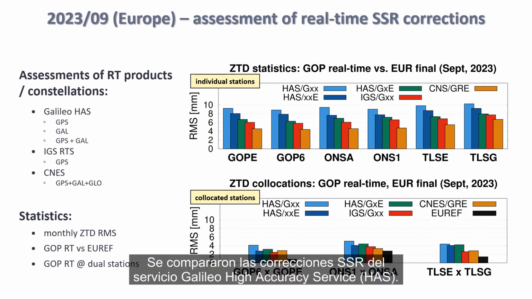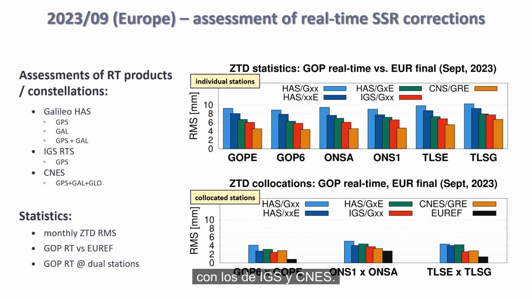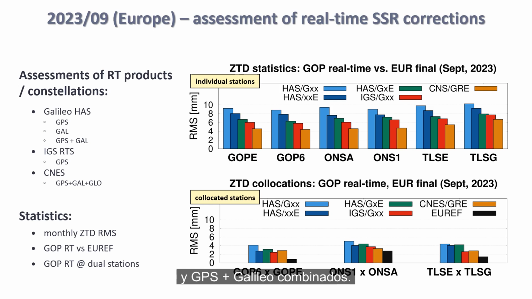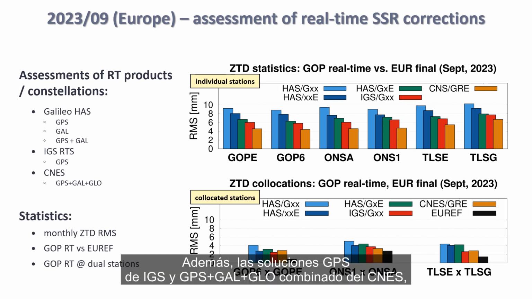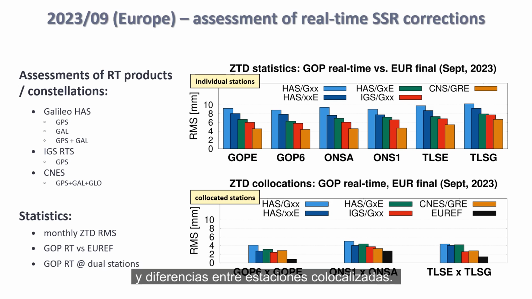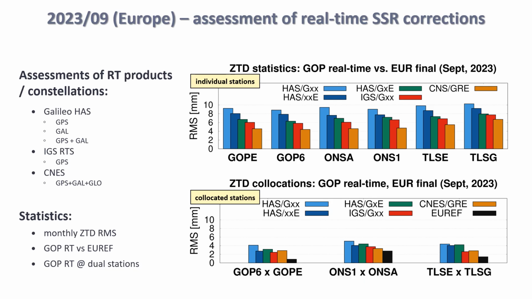SSR corrections from the Galileo High Accuracy Service were compared with those from IGS and CNES. 3 solutions were assessed for HAS: Galileo only, GPS only, and GPS and Galileo combined. In addition, a GPS solution from IGS and a combined GPS, Galileo, and GLONASS solution from CNES were included. Monthly statistics were computed using ZTD differences with respect to the UREF reference product, and additionally in between collocated stations.